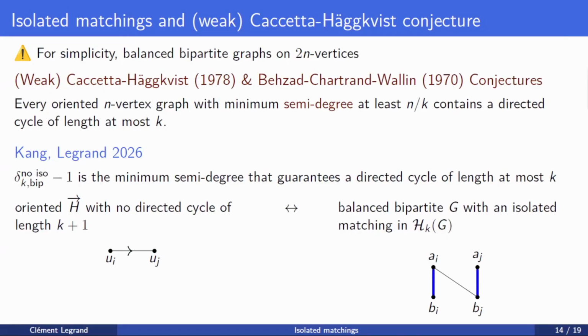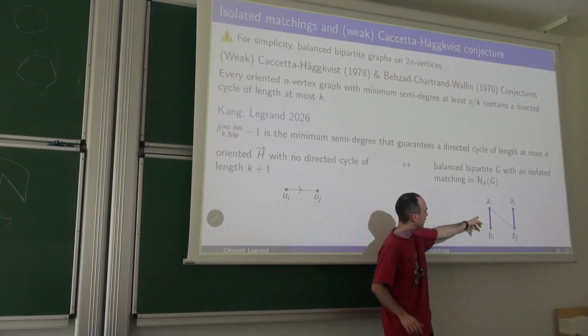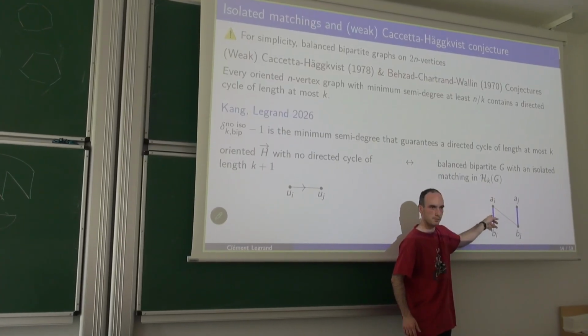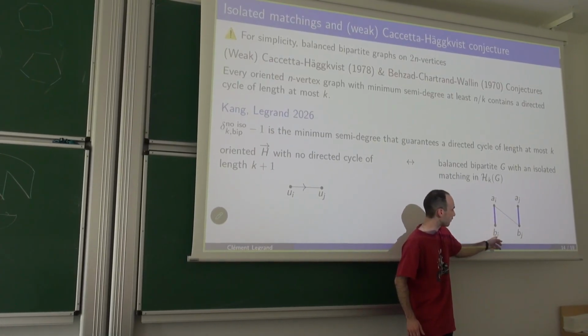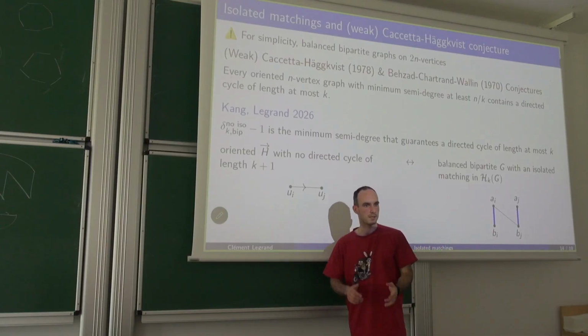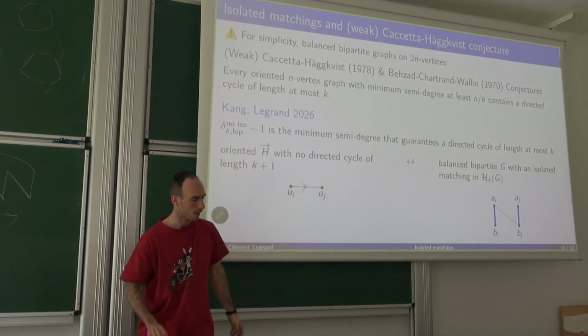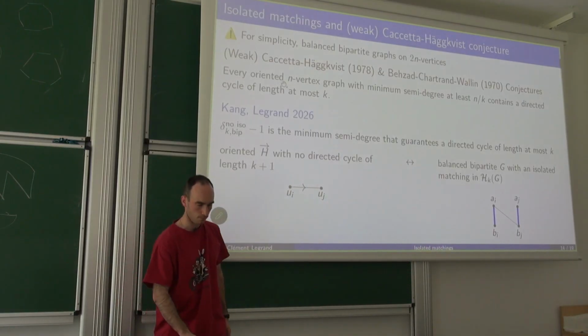And you can do the same construction in the other direction. It works the same way, and you prove the other direction. And here the minimum degree relates, because the out-degree of u_i is the degree of a_i minus 1, and the in-degree is the degree of b_i minus 1. So this is why the degrees relate, and we have this correspondence.